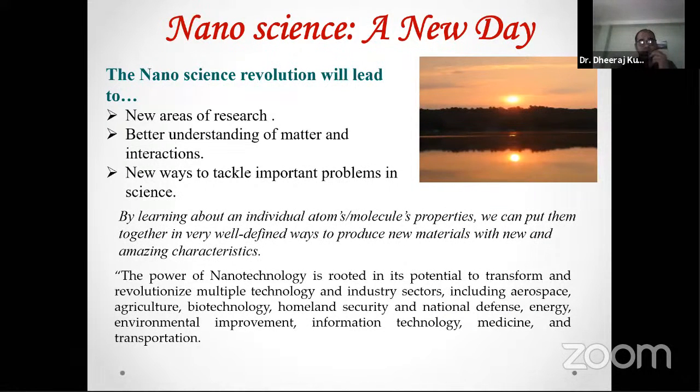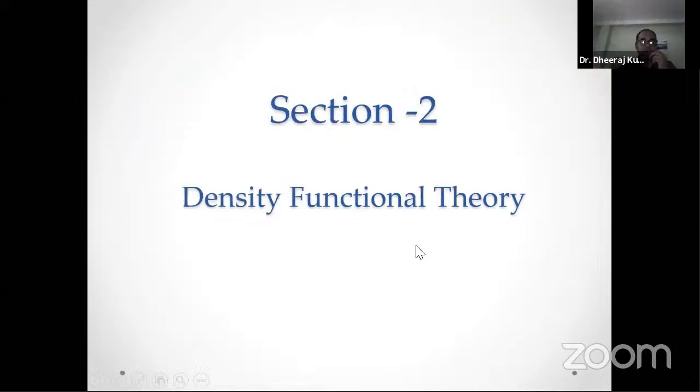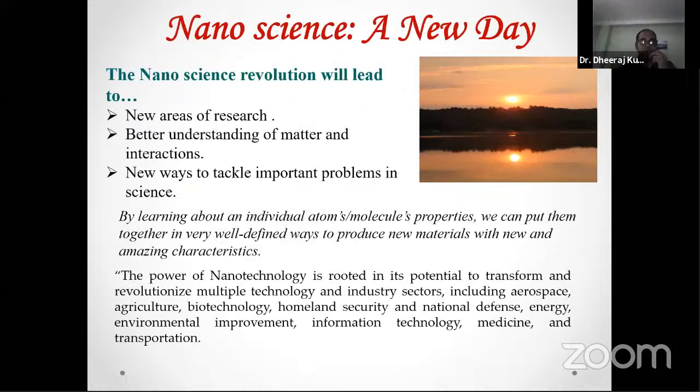So with these two effects, the properties change in a very non-smooth way. That's why in the present scenario, nanoscience has become a more interesting research area for students and also for researchers. It has created a revolution in all sectors like aerospace, agriculture, biotechnology, homeland security, energy improvement, information technology, and so on.